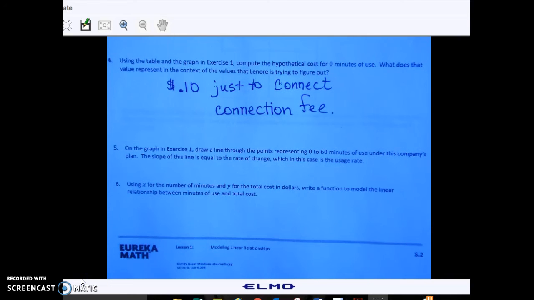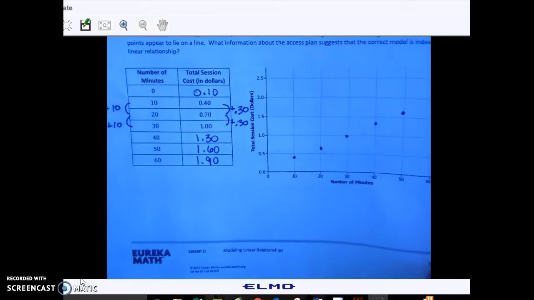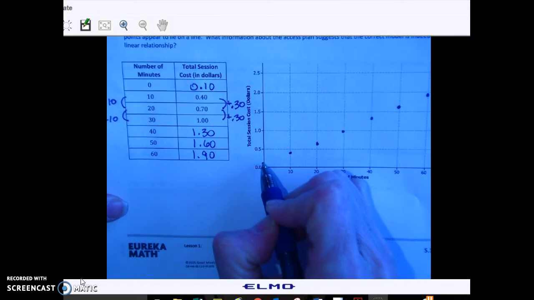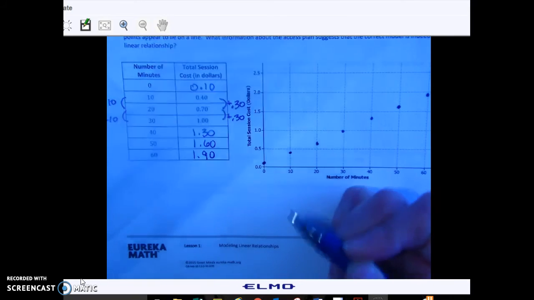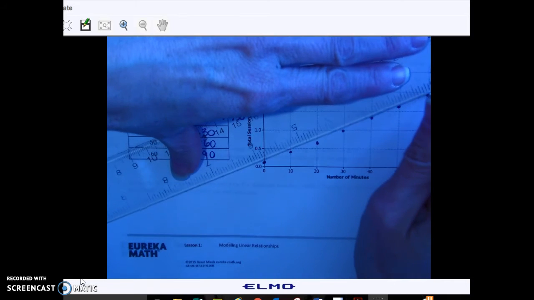And question 5 is asking us to go back and draw the line and figure out what the slope for this line is, which would represent the rate of change in this problem, or the usage rate. So I'm going to go back and first of all, plot the 0. Okay, so 0 is at 10. And then I'll draw my line.